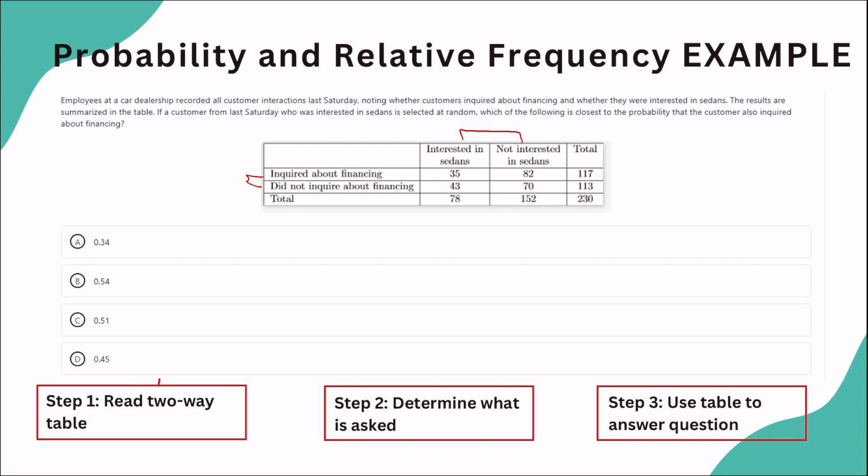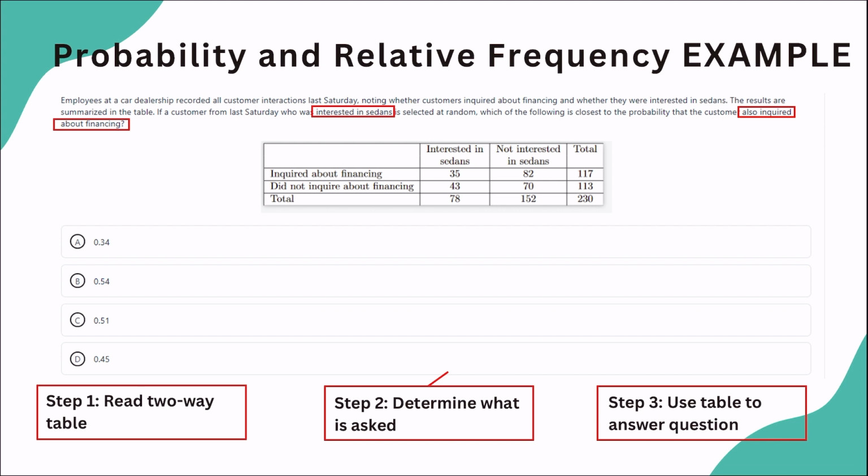Okay, now let's determine what the question is asking. Well, it reads, employees at a car dealership recorded all customer interactions last Saturday, noting whether customers inquired about financing and whether they were interested in sedans. The results are summarized in the table. If a customer from last Saturday who was interested in sedans is selected at random, which of the following is closest to the probability that the customer also inquired about financing?